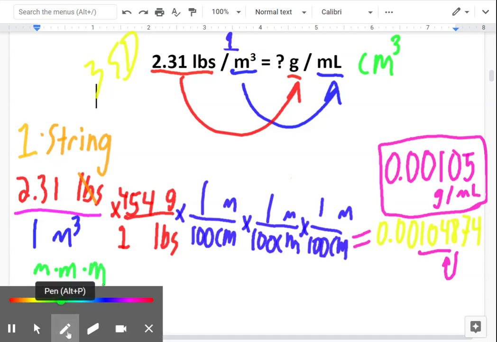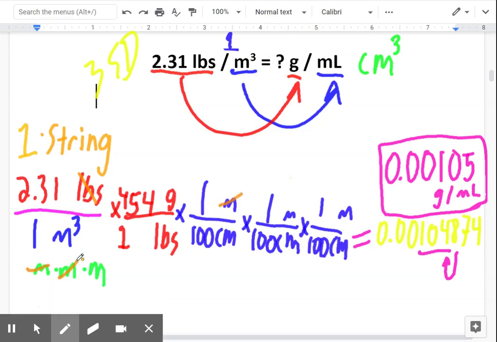Now, what's nice about this is I've got my meter cancels once, meter cancels twice, meter cancels 3 times, and I've got my pounds that are still canceling. So I'm going to be left with grams over centimeters cubed, which is a milliliter. And if you punch this all in your calculator, you do 2.31 times 454, divide by 100, divide by 100, divide by 100. For those of you who have your calculator, you get the exact same answer.